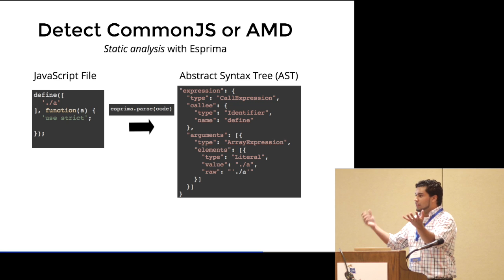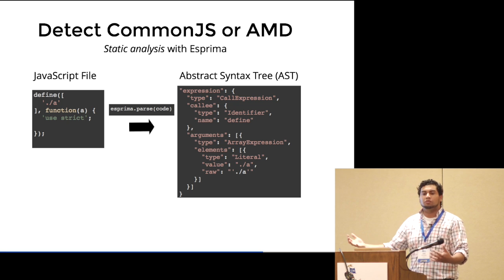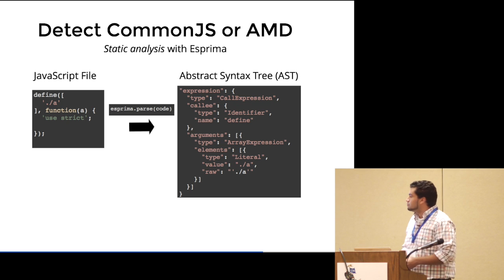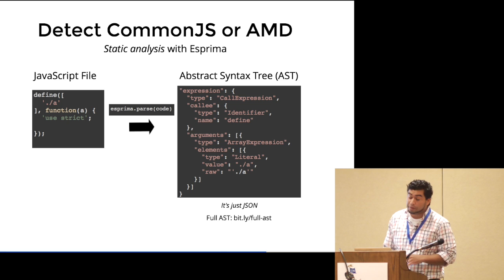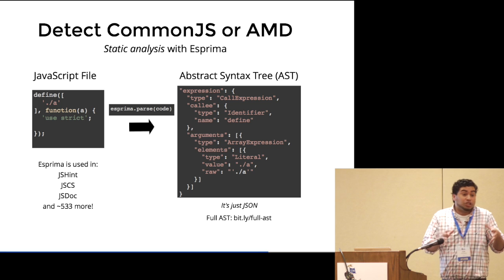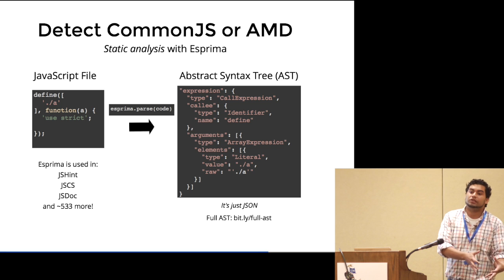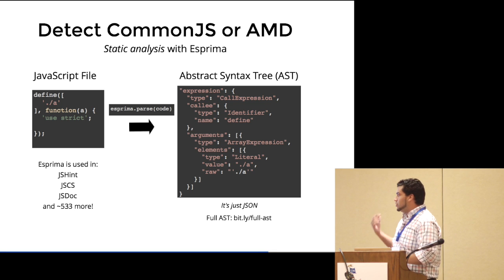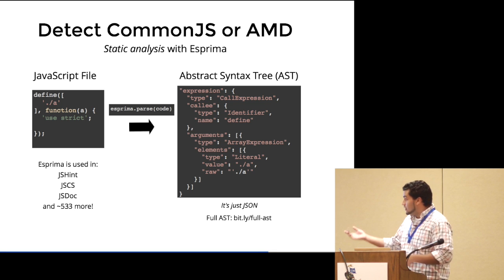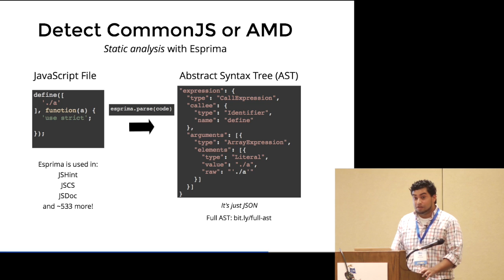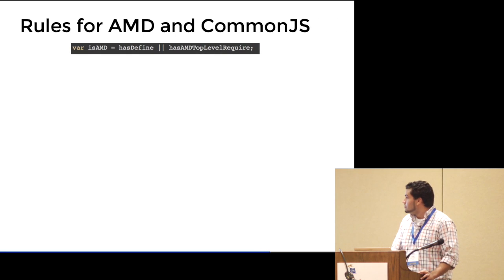Input is a JavaScript file. Output is a JavaScript object that formally describes what that file is doing, what the code is. I'll dig into the AST a little bit in a few slides. Static analysis, Esprima specifically in the JavaScript case, is used in many places and in many tools, JSHint, JSCS, JSDoc, and as I checked the numbers not so long ago, about 533 projects depend on Esprima. So it's pretty widely adopted.